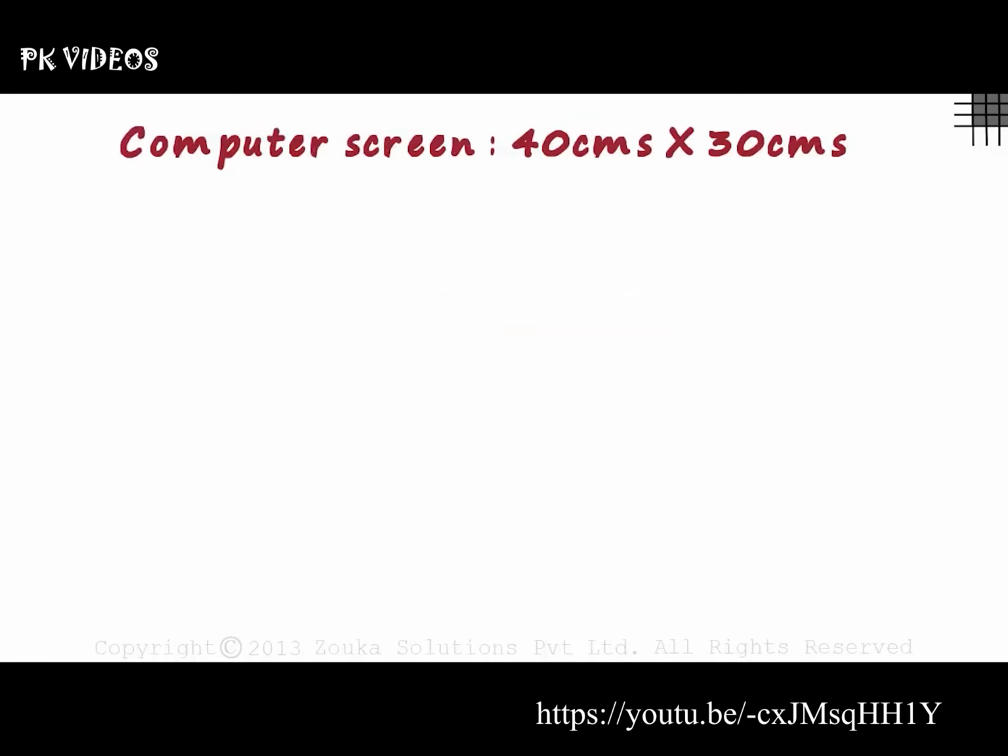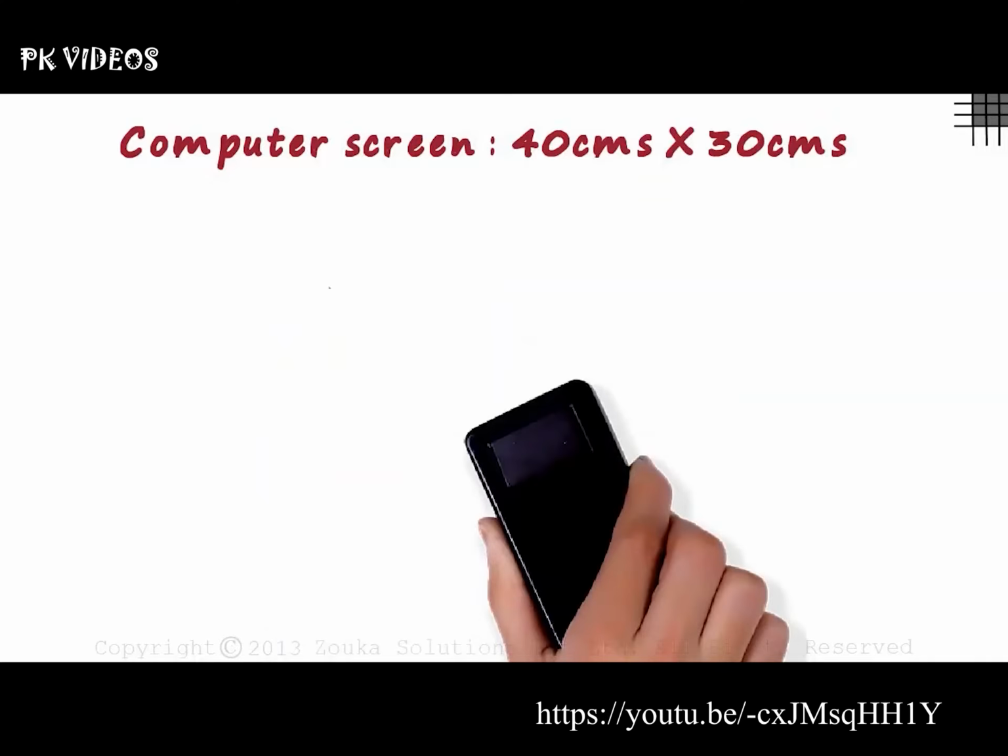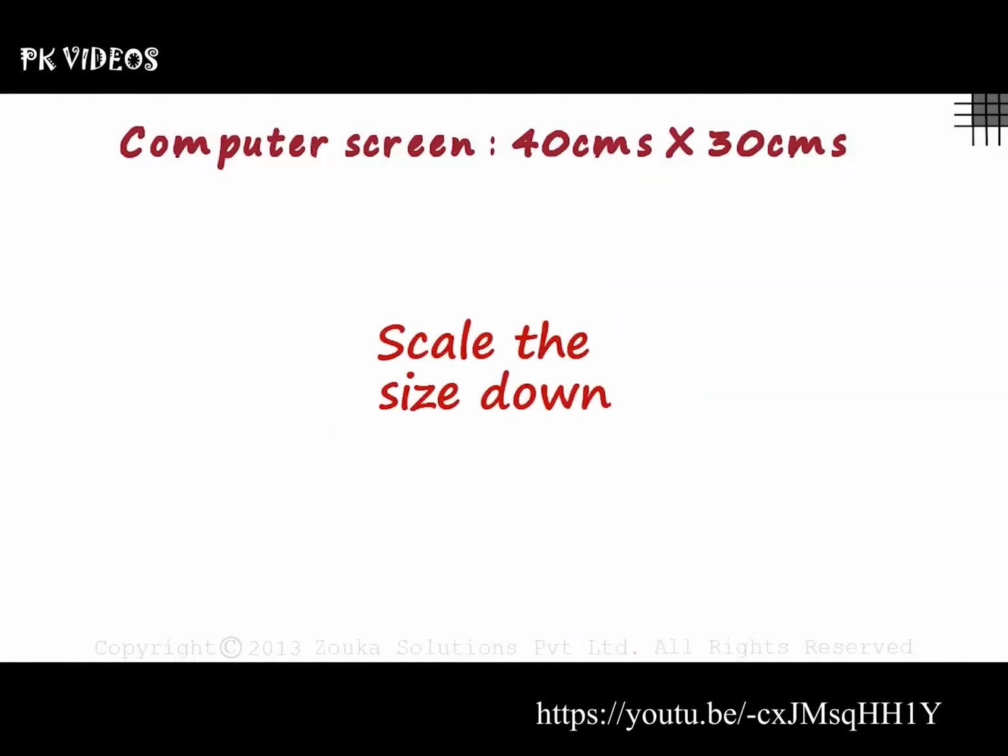The concept of proportion is very simple. All we need to do is understand a couple of simple examples. Assume you have a computer screen of the size 40 centimeters by 30 centimeters at home, and you've been asked to draw that screen in your notebook. What do you do then? You cannot draw a 40 centimeters by 30 centimeters screen in your notebook. Your notebook would be too small for that. So what you do is scale the size down.